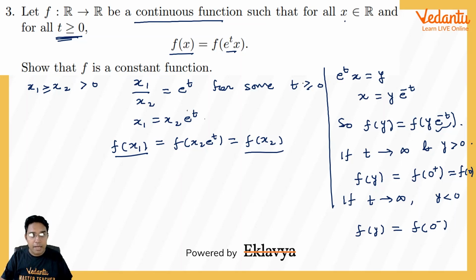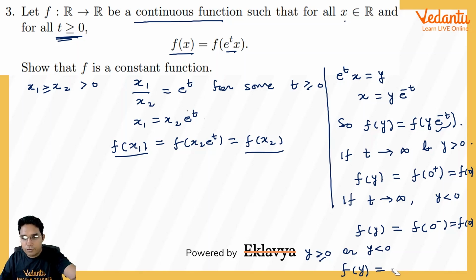And because again this function is continuous, I can call this f0. So what I have proved is that whether y is greater than 0 or y is less than 0, or even if you take y equal to 0, f of y is equal to f of 0. That means this function is a constant function.